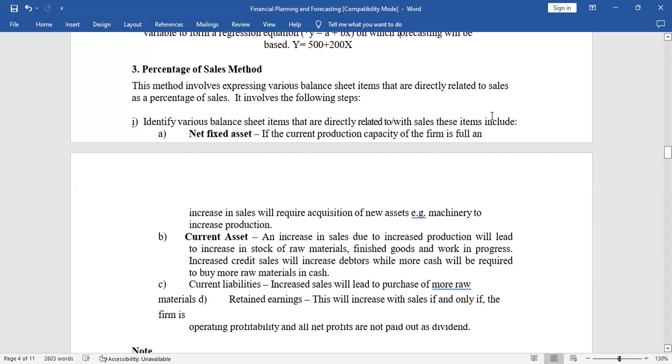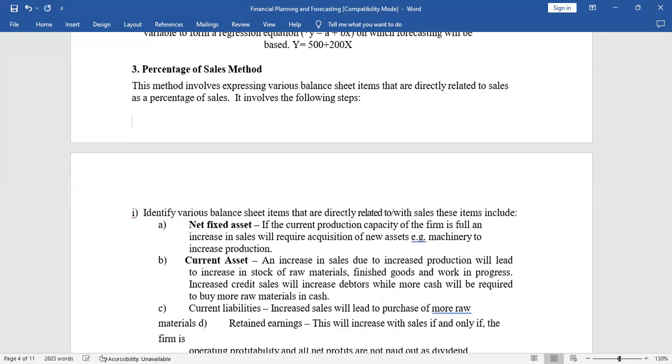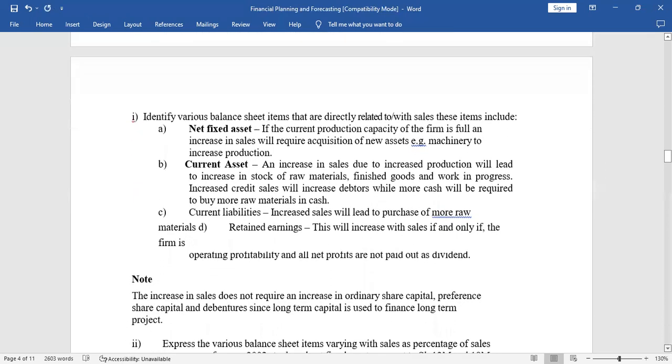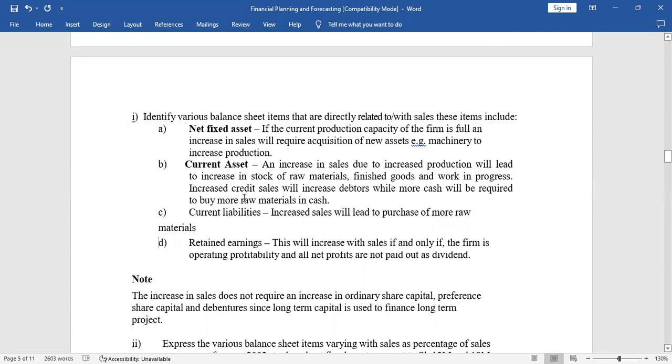The first one is to identify the various balance sheet items that are directly related to the sales. And this includes the net fixed assets. We know that the non-current assets are the resources that will be tied by the owners of the business for purposes of generating revenue. Then we have the current assets. These are short-term resources that the business will tie to generate revenue.